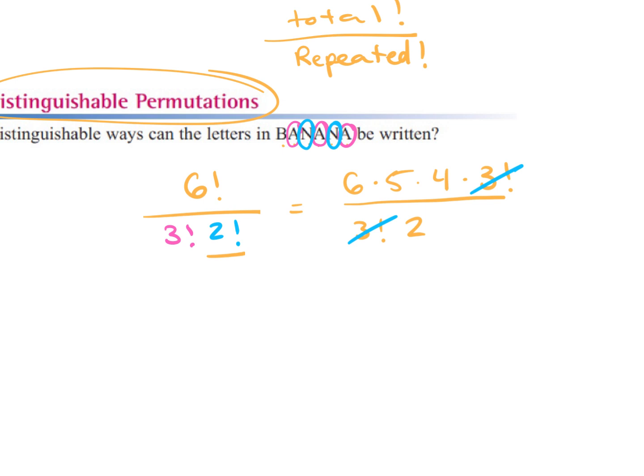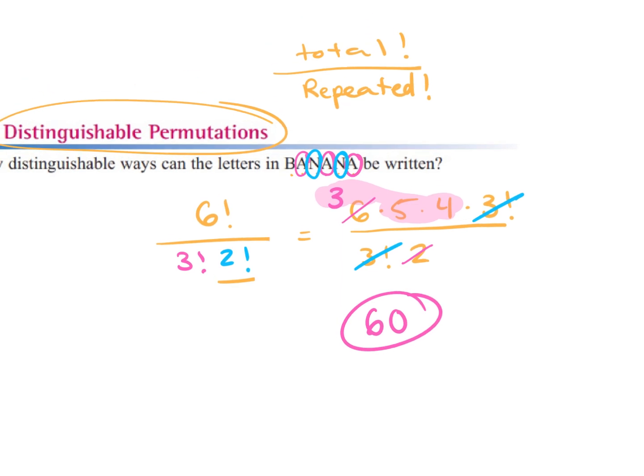You can multiply 6 times 5 times 4 and then divide it by 2, but I'm going to do a little bit more simplifying. 2 goes into 6 how many times? 3. So now I just have 3 times 5 times 4. What's 3 times 5 times 4? 60. So our amount of distinguishable ways is 60. So if it says distinguishable permutations, you do the total factorial divided by the repeated factorial.